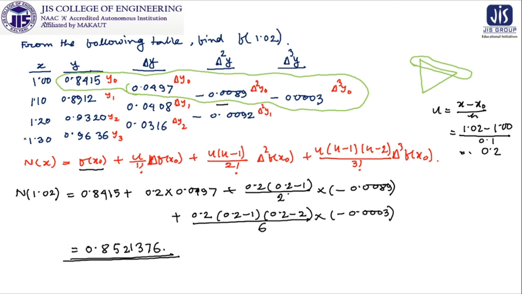One interesting part is that 1.02 is staying over here, which is closer to the upper value of the given table, which gives us the information that we should go for Newton's forward interpolation formula.